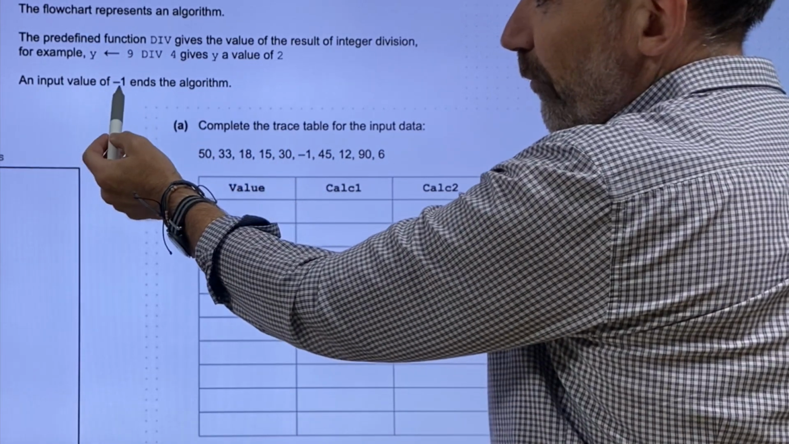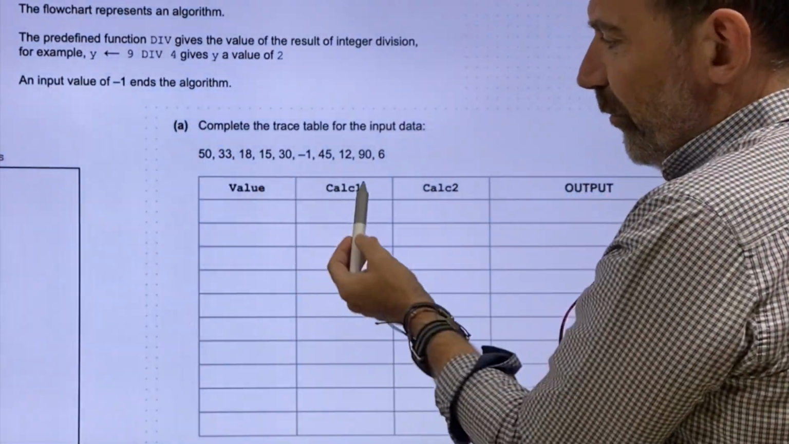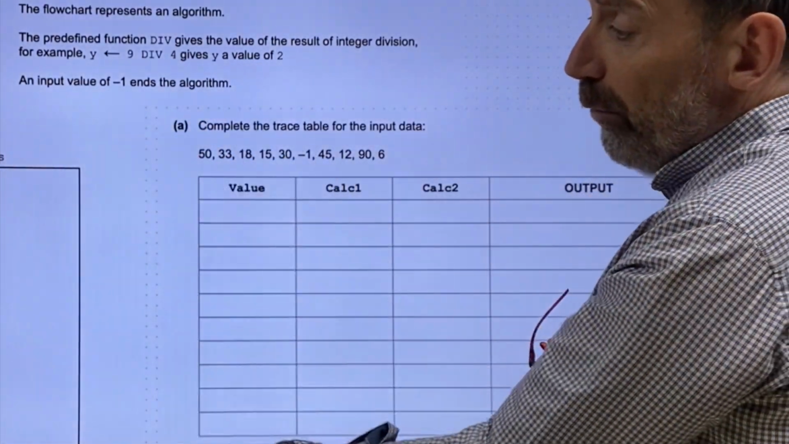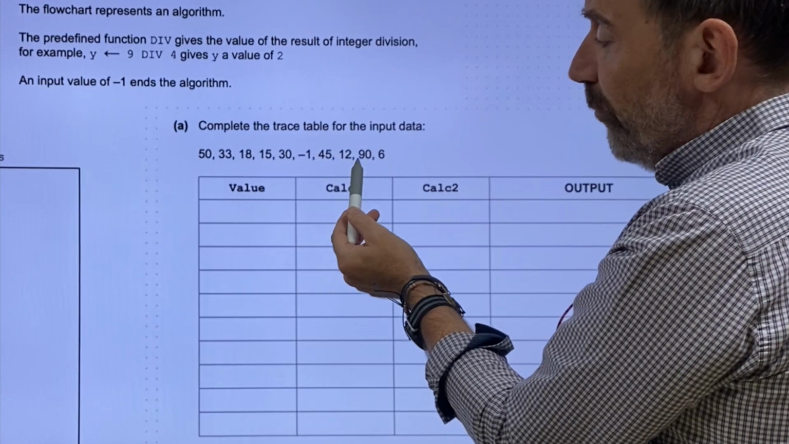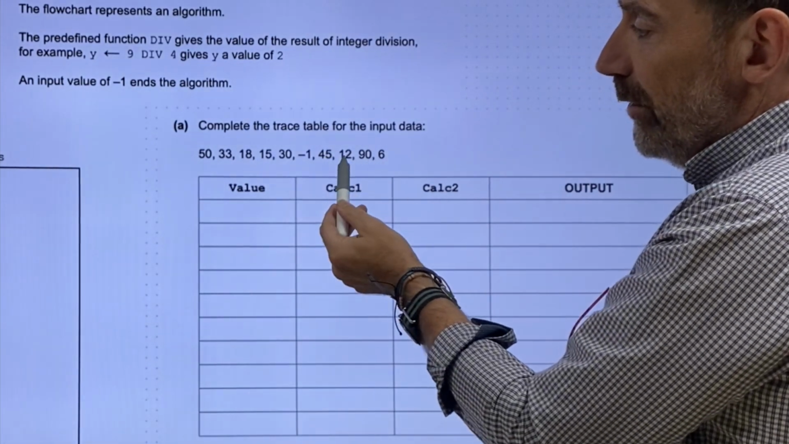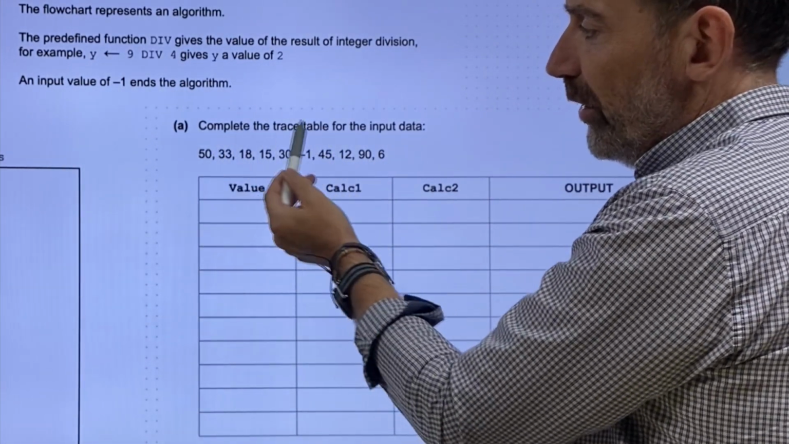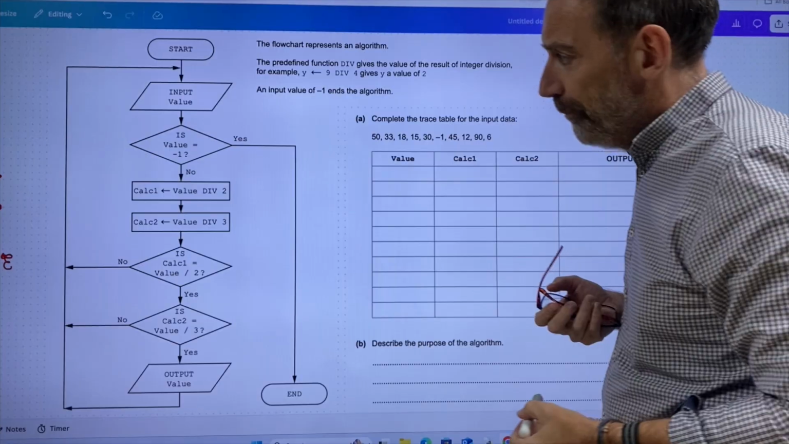An input value of -1 ends the algorithm. So really we don't need the rest, 45, 12, 19, and 6. So it should just be those figures that are going to go into the trace table.